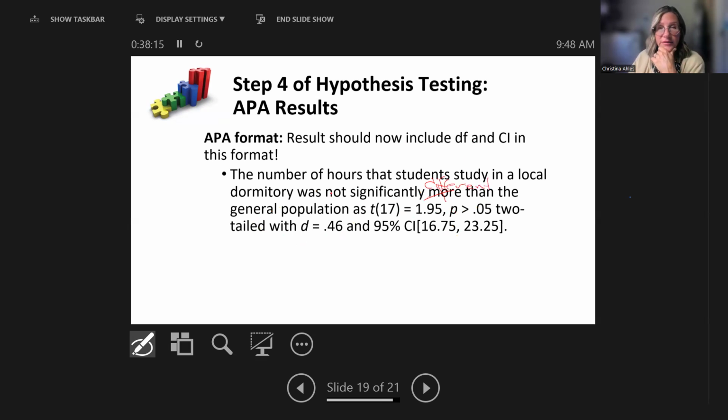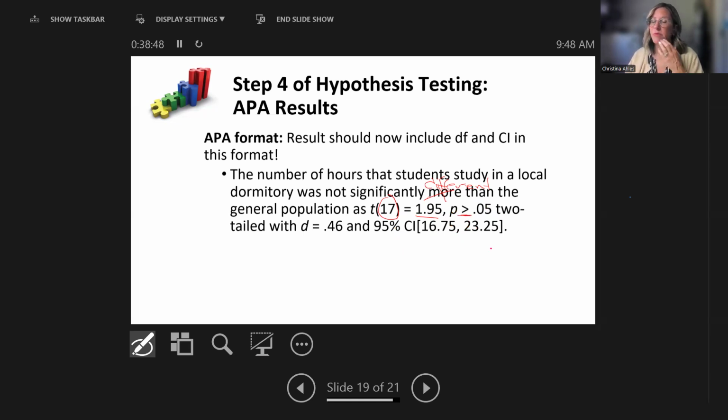It was not significantly different because the test statistic was not in the tails, as t, and we're going to report our degrees of freedom that we used to look up our critical value, equals 1.95. Now we no longer have p-values because there's a different p-value for every distribution. There's too many p-values. So we know that p is greater than alpha because it wasn't significant. If it was significant, p would be less than. So you just have to know that p is greater than 0.05.